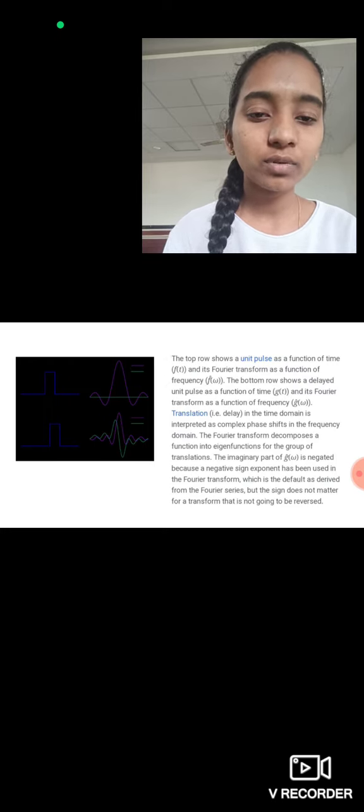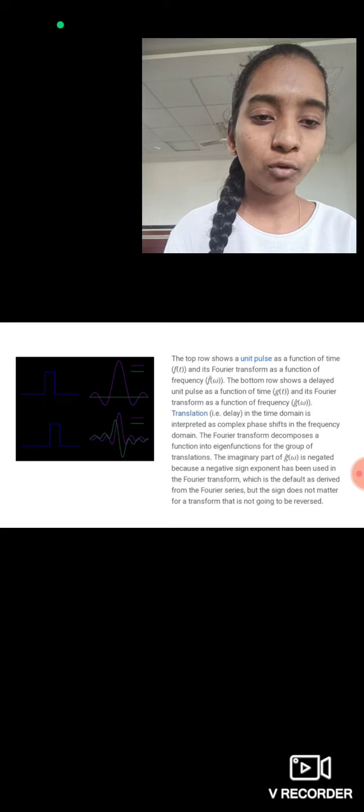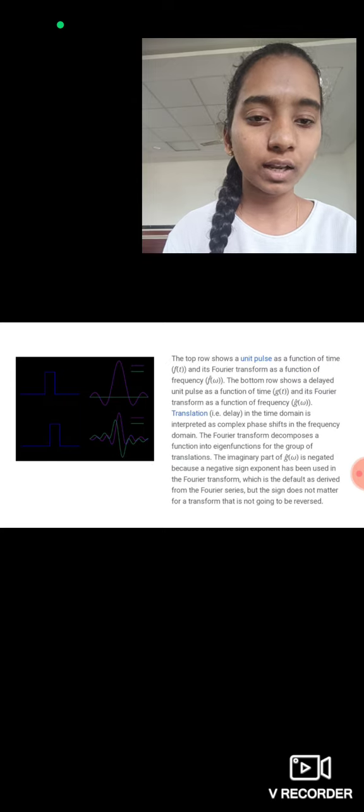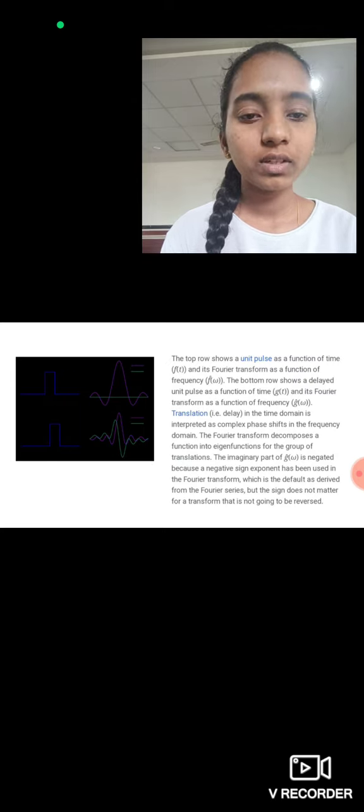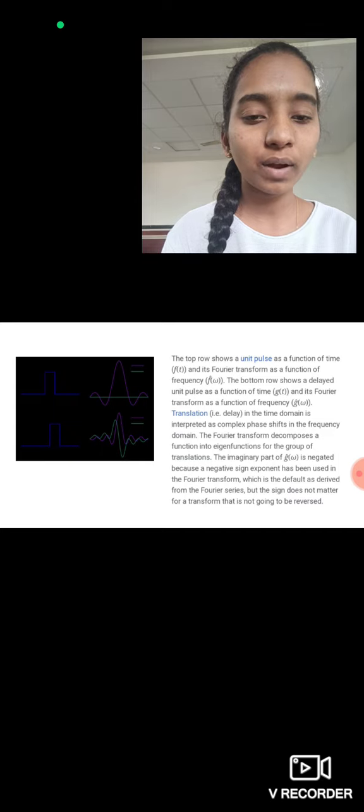The Fourier transform decomposes a function into eigenfunctions for the group of transforms. The imaginary part of g of omega is negated because a negative sign exponent has been used in the Fourier transform, which is the default as derived from the Fourier series, but the sign does not matter for the transform that is not going to be reversed.